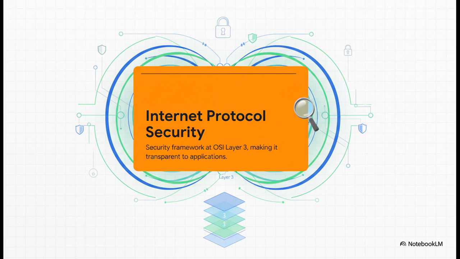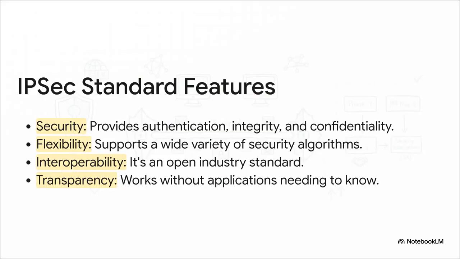And here's the genius part. It works way down at the network layer, which is layer 3 in the OSI model. What that means is it secures everything automatically. Your web browser, your games, your email, they don't even have to know IPSec is there. It's security baked right into the foundation. This transparency is a huge reason why it's the industry standard. It just works. It directly solves the big three problems by giving us a complete security package.